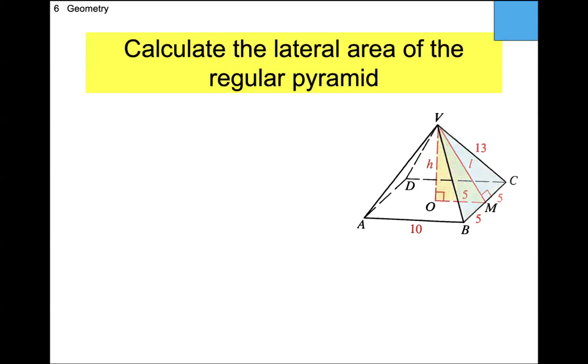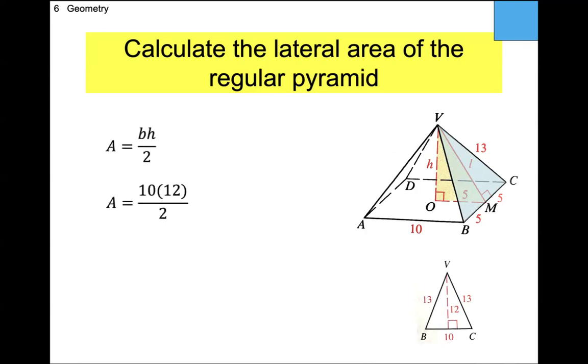So let's see if we can come up with a nice, easy formula for that. So one of those triangles right there, and we've already done this, right? To calculate the area, we need base times height divided by 2. We already figured out previously that the slant height was 12. So the base is 10, the height is 12, divided by 2 is 60. And let's see how many of those triangles we have. We have 4, so 4 times 60 would be 240 square units. So there's your lateral area.